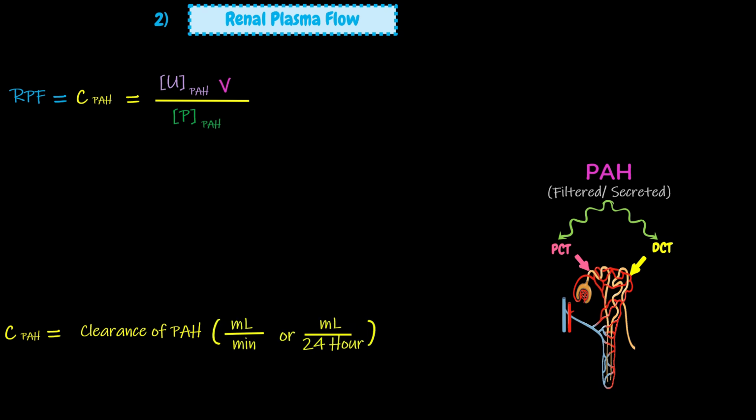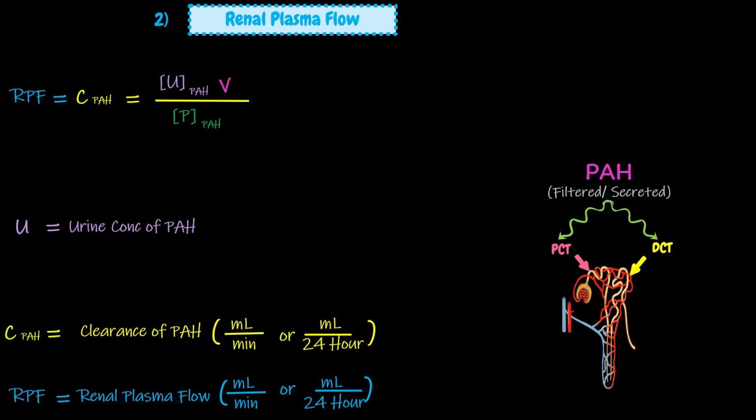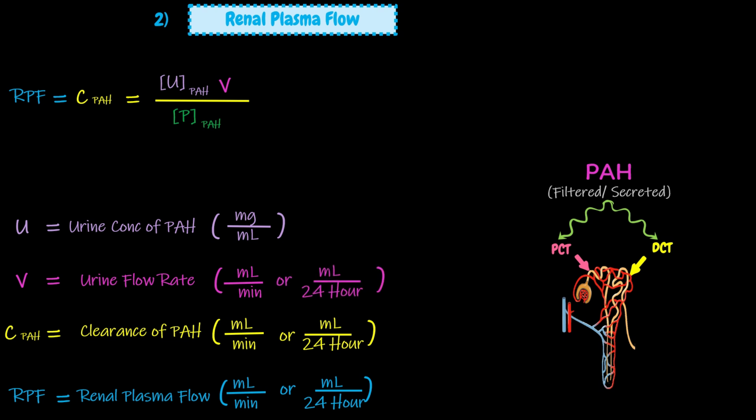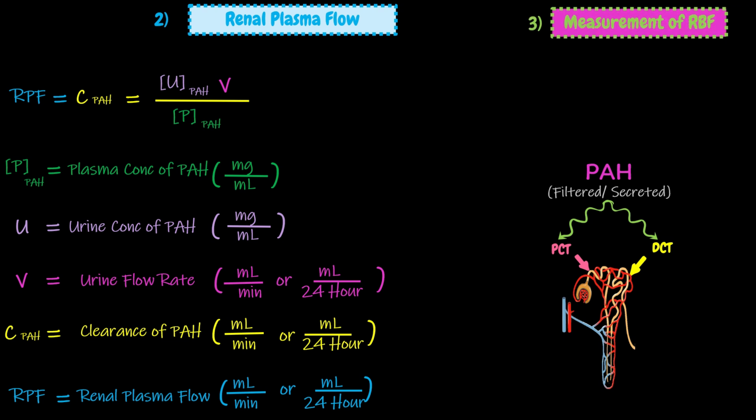Its unit is milliliter per minute or milliliter per 24 hour. RBF is renal plasma flow. Its unit is milliliter per minute or milliliter per 24 hours. This is the urine concentration of para-aminohippuric acid. Its unit is milligram per milliliter. V is the urine flow rate. Its unit is milliliter per minute or milliliter per 24 hours. This is the plasma concentration of para-aminohippuric acid. Its unit is milligram per milliliter.